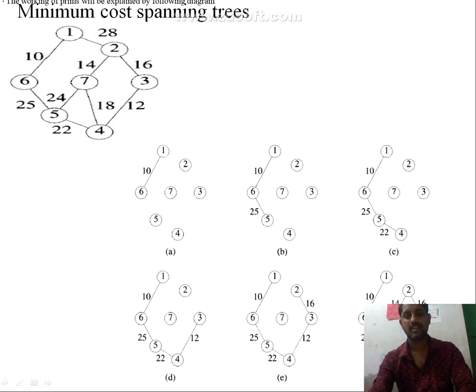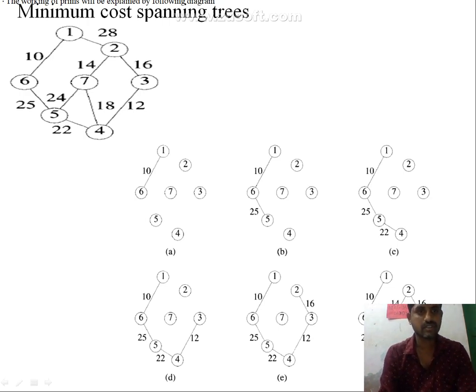Stop after n minus 1 edges have been chosen, otherwise go to step 2. Okay, see here how to calculate the minimum spanning tree. First of all, we have the sample graph: there are 6 vertices, 1, 2, 3, 4, 5, 6, and 9 edges. So how do we calculate the minimum cost spanning tree? First the minimum is 1 to 6, that equals 10, and from 6 we have to transfer the data.